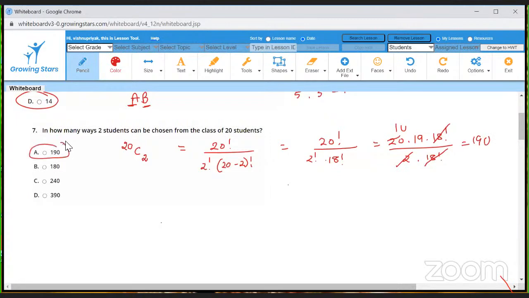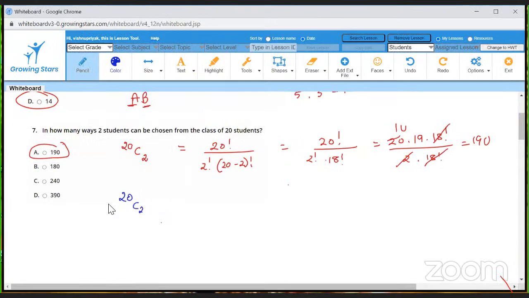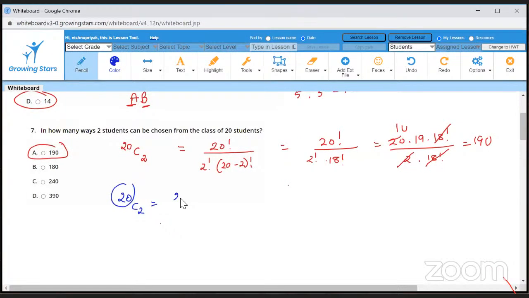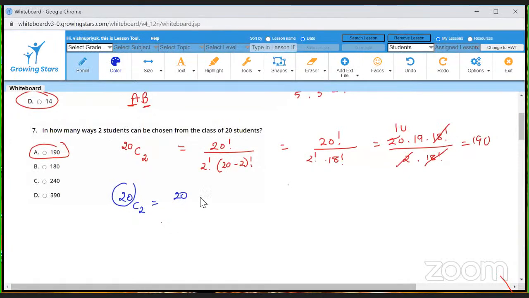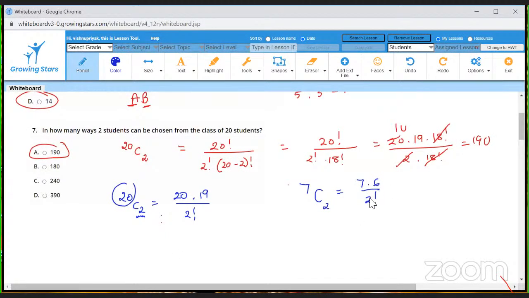That is option A. But anyways, what I want to tell you, the shortcut method is, suppose if you have 20C2, start with 20, take only 2 numbers, 20 and 19, and divide by 2 factorial. This is the shortcut. Suppose if I have 7C2, what I will do, start with 7, take only 2 numbers, divide by 2 factorial. So 2 ones, 2 threes, 21 will be the answer.